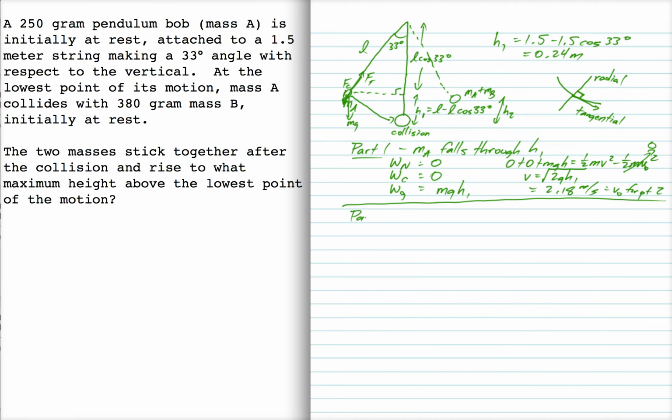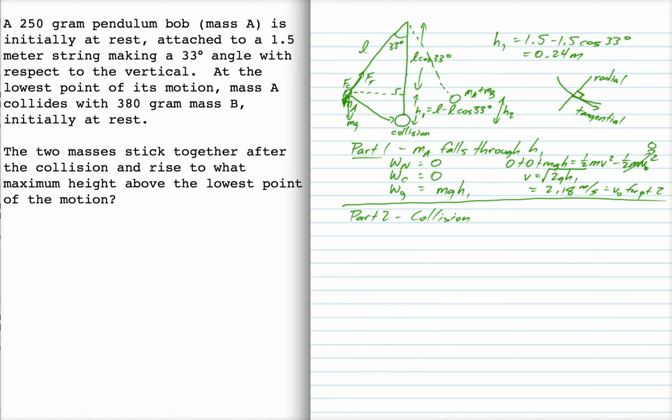Part 2 is the collision. This collision takes a very small amount of time. During that time, the acceleration is not constant, so we can't use F equals ma. Instead, we have to use momentum conservation. Now, we're told that the 2 masses stick together after the collision.